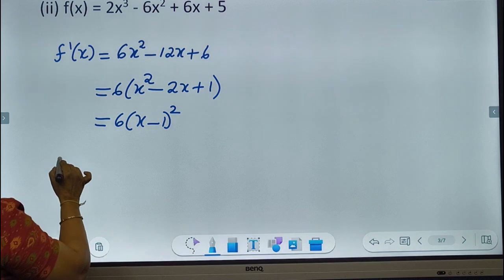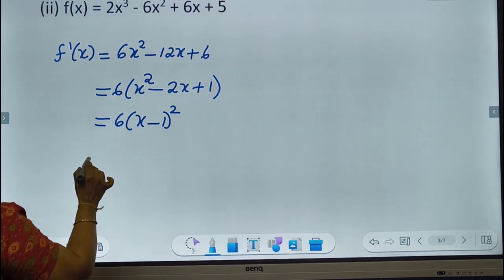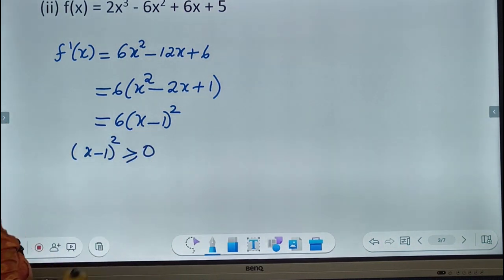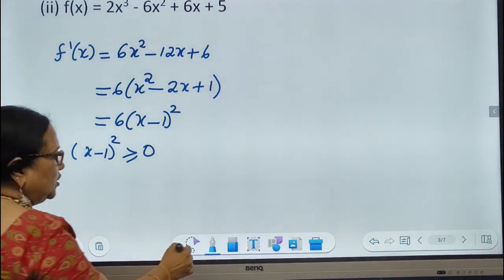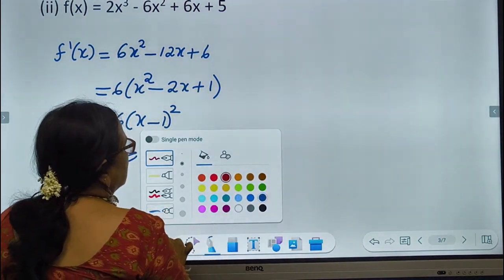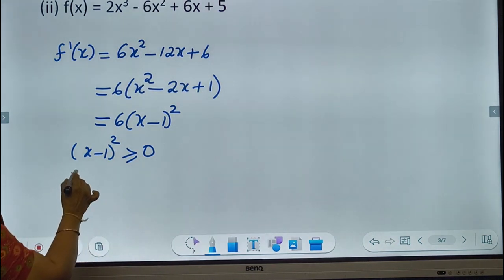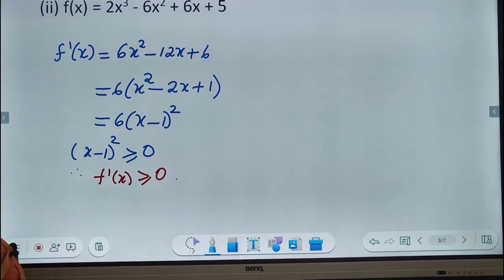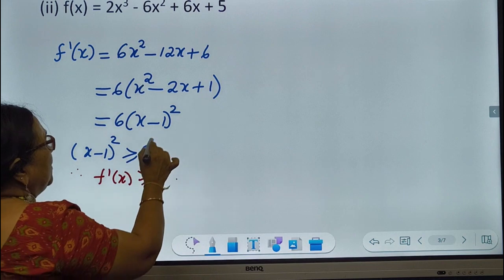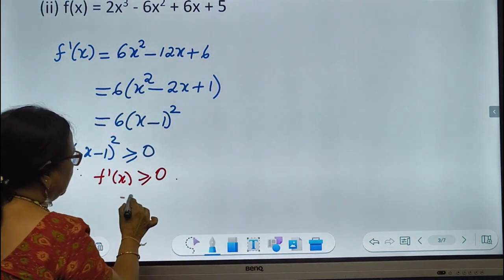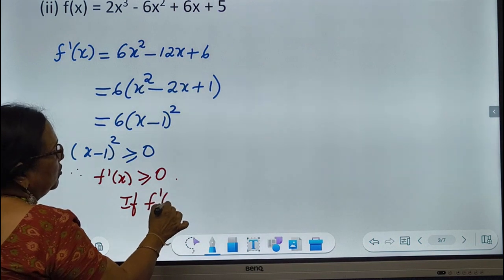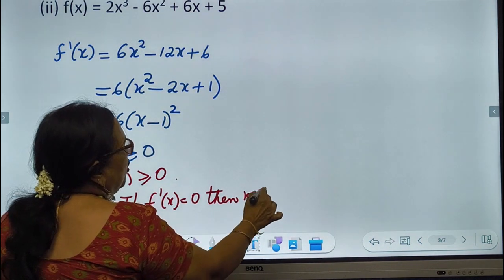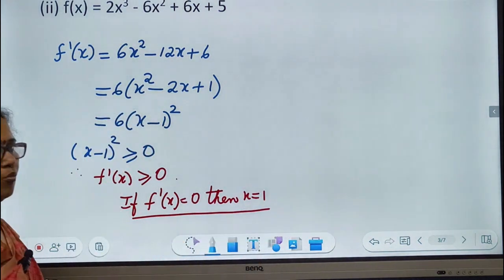Now, you know that (x minus 1) the whole squared is always positive. (X minus 1) the whole squared is greater than or equal to 0. When x is 1, it is 0. Otherwise, it is positive. Therefore, f dash of x is greater than or equal to 0. But what is the critical point? If f dash of x is 0, then x is 1. So the only point of contention is x equal to 1.